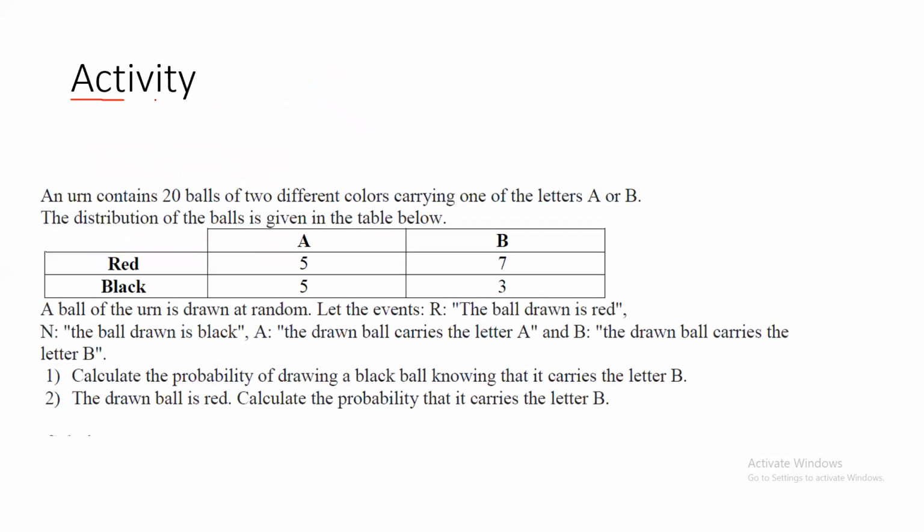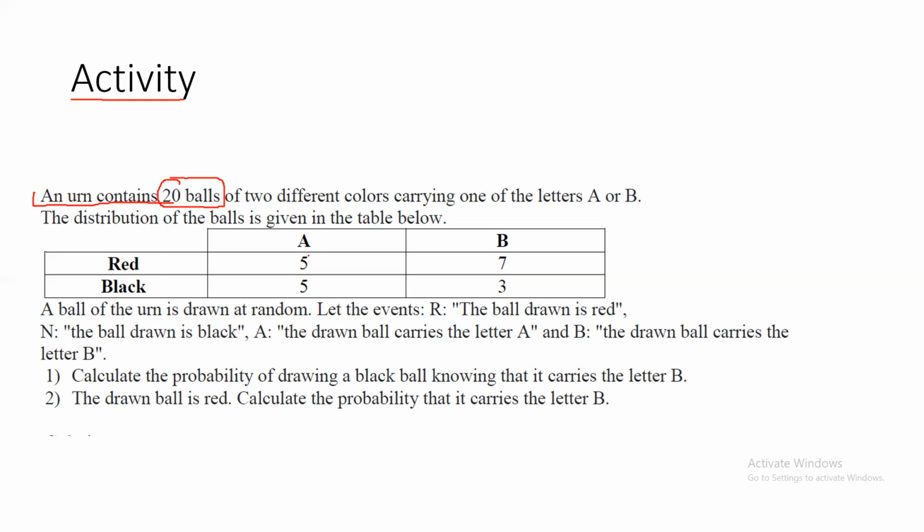Activity. This activity about conditional probability, we are going to calculate it using the definition and using the rule. An urn contains 20 balls of two different colors, carrying one of the letters A or B. The distribution of the balls is given in this table.